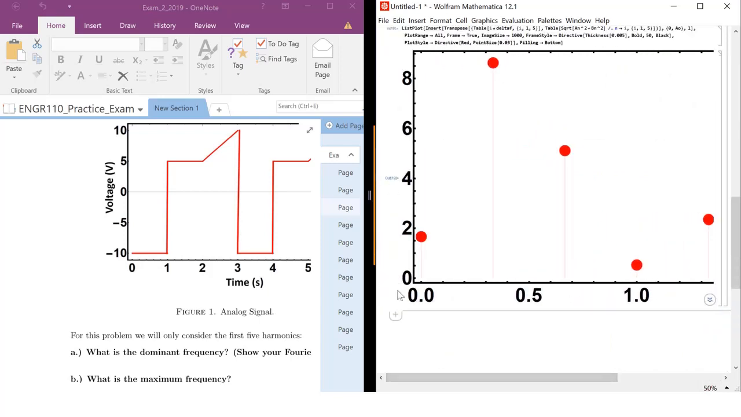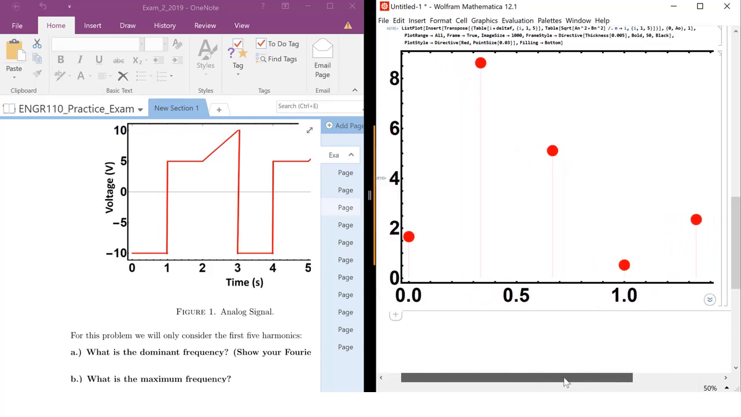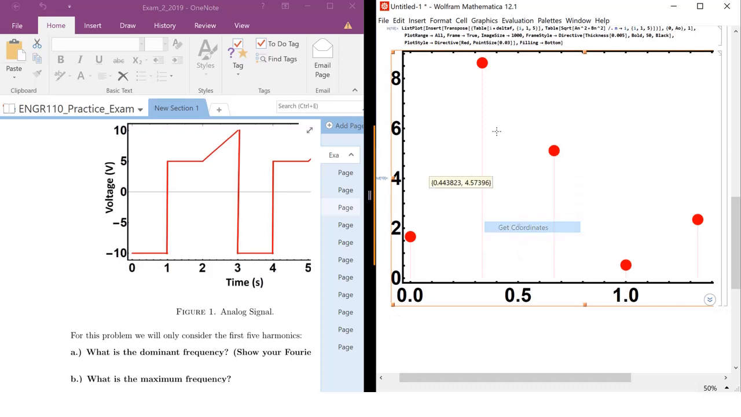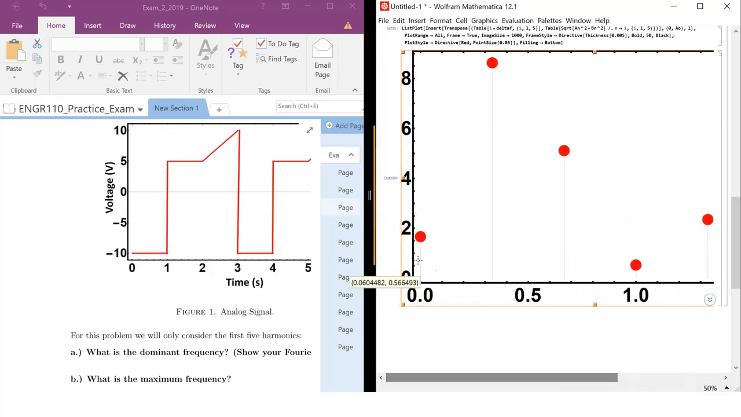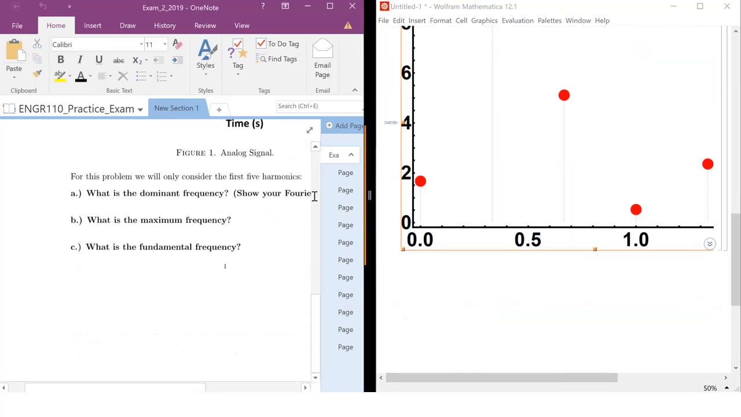So our harmonic coefficients are plotted here, our frequency here in terms of multiples of delta f, and I can see my dominant frequency is actually my fundamental frequency. So the one with the largest amplitude here, that is my dominant frequency, and that happens to be my fundamental frequency in this problem as well. So that's it. We've done A, B, and C.